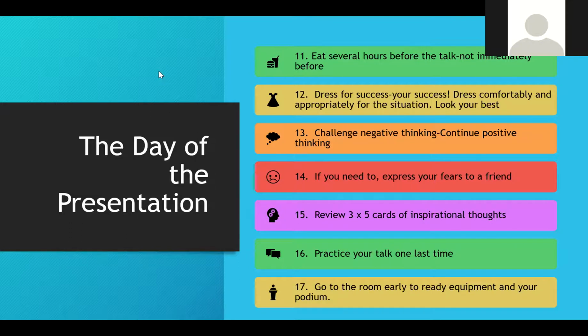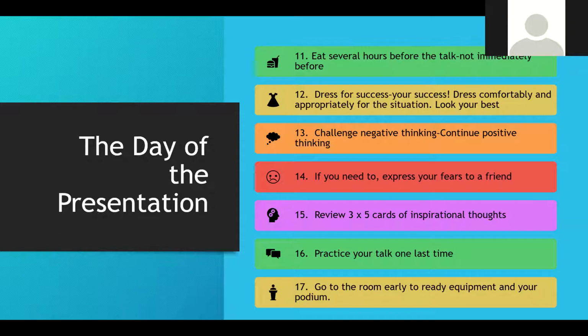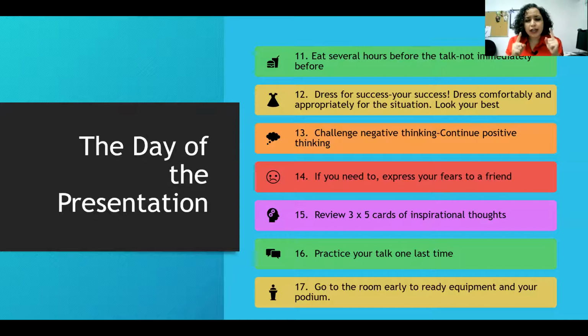Sure. Dress for success, your success. Dress comfortably and appropriately for the situation, look your best. Good. So that's another thing that you need to consider all of the time. You want to get a positive and very good impression from your audience so you feel that they are looking at you happy and expecting something from you. Dress for success. Vístase exitosa, exitoso, but also comfortably and appropriately.